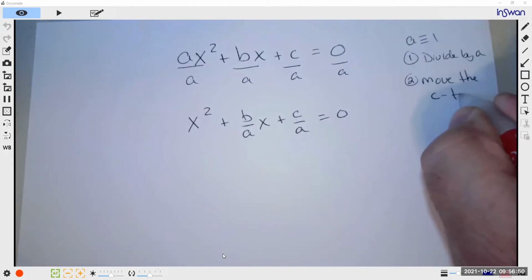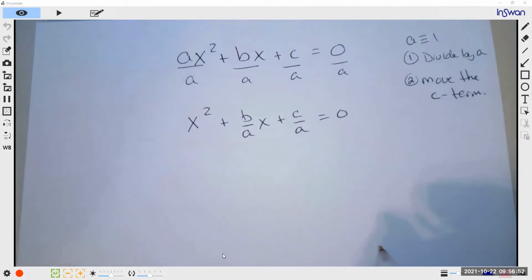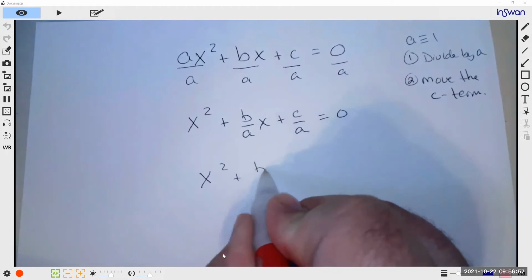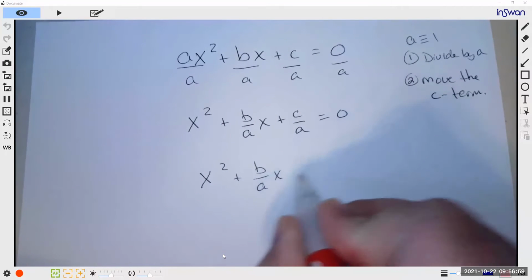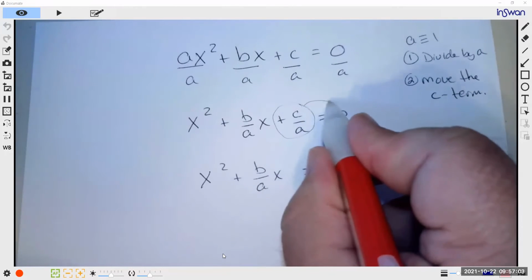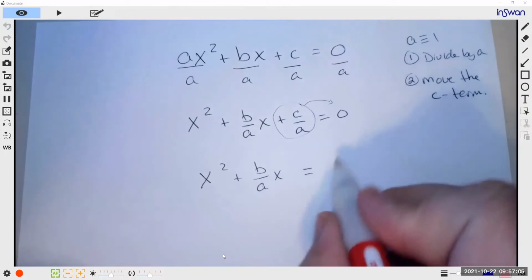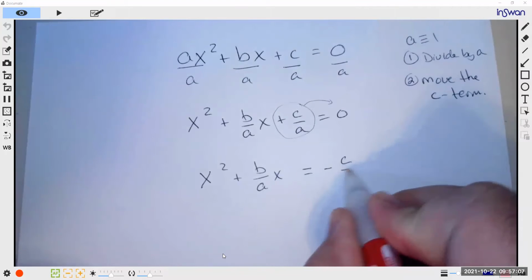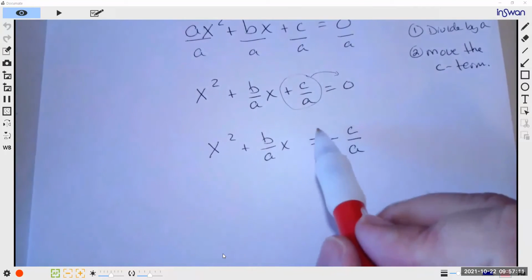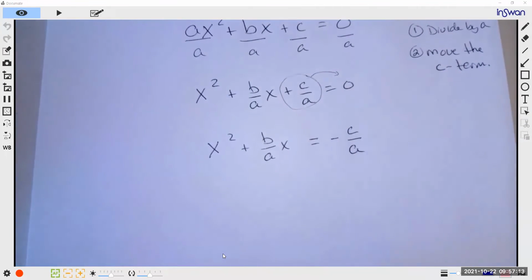Step 2, move the c term. So b over a x, I move this term to the other side. When I do that, I just change the sign. What I'm actually doing is subtracting c over a from both sides.